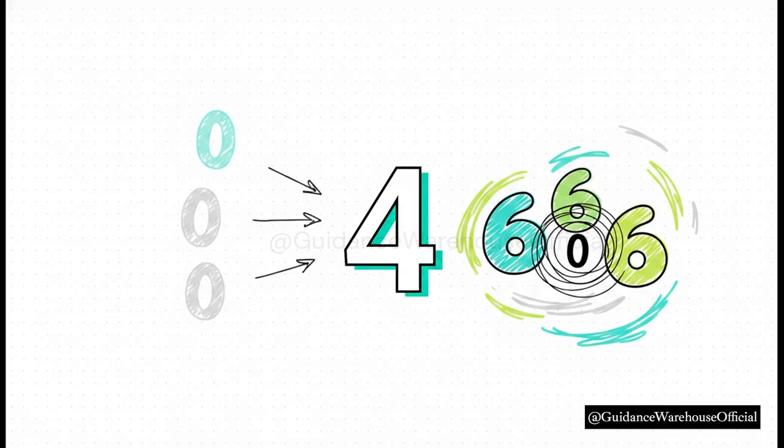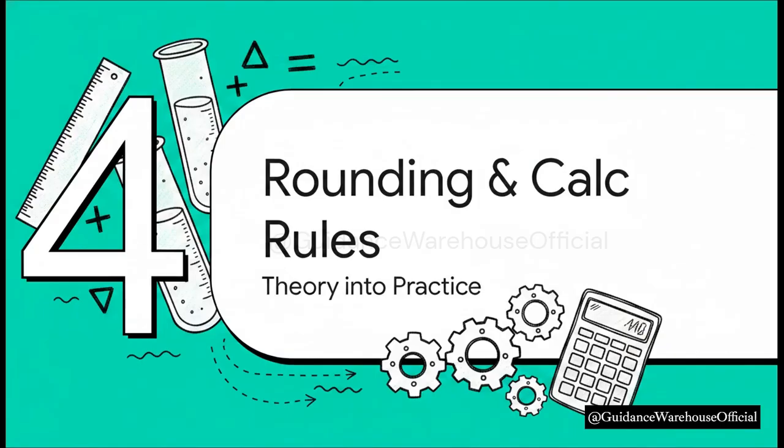That means it's a meaningful, actually measured digit. So yep, 4 significant figures. Fantastic job. Now let's move into our fourth and final section, rounding and calculation rules.